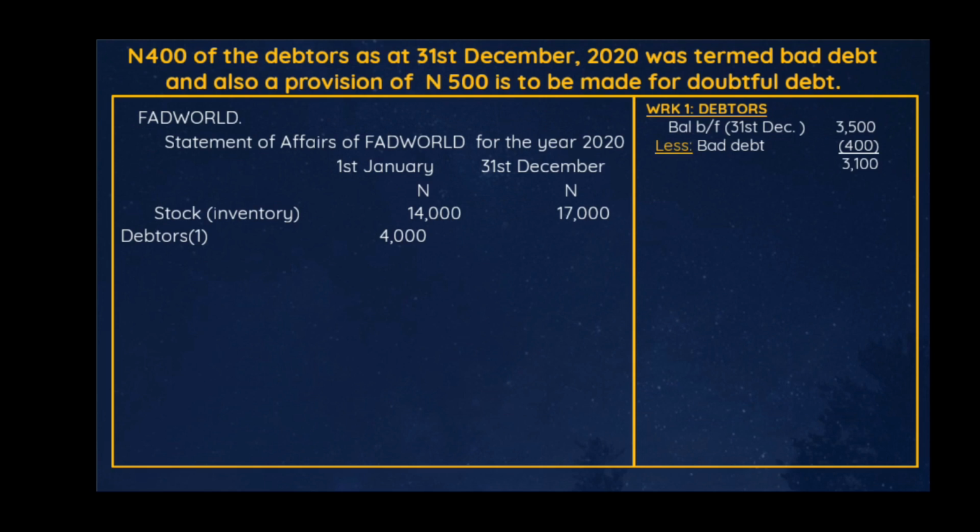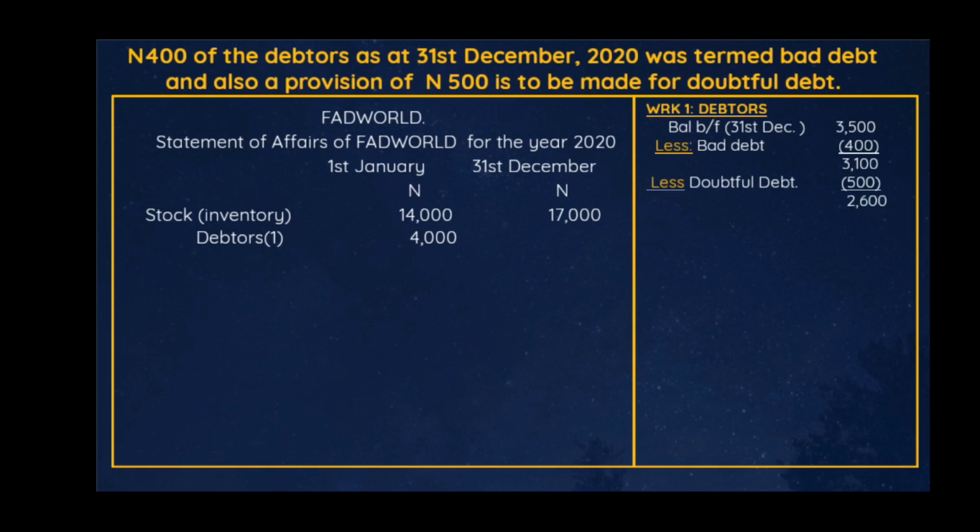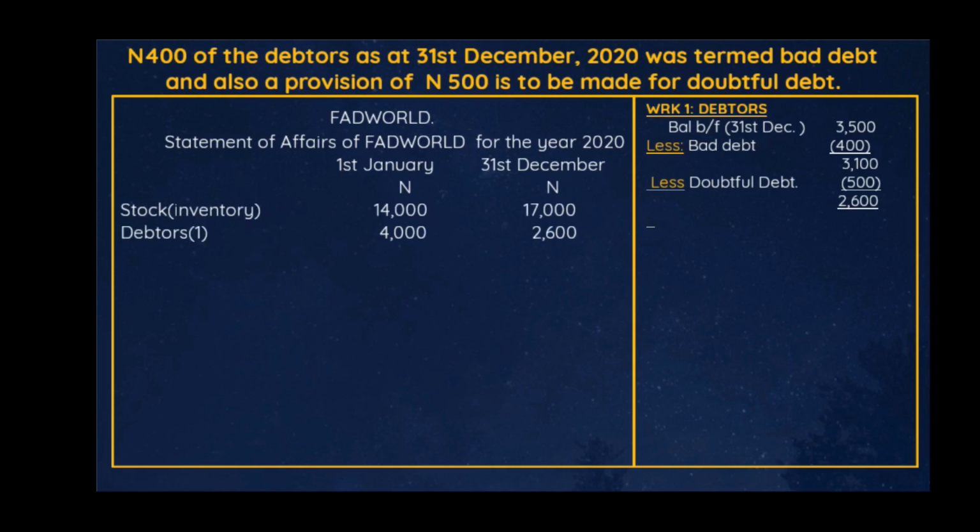So the same thing, it also has the same treatment. We are going to remove it from the amount of debtors. So doubtful debt, 500 naira. If we deduct 500 naira from 3,100 naira, we are going to have 2,600 naira, which means at the end of the year, the value of our debtors is going to be 2,600 naira. So we put 2,600 naira.